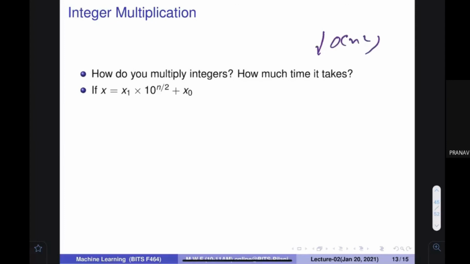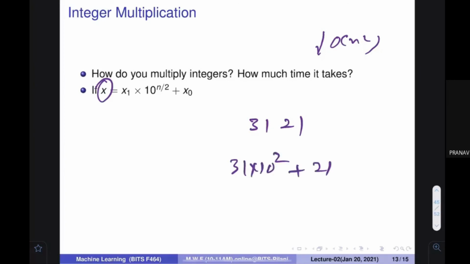One method is this: you can write a number in this form, any number, for example 3121. You can say that it is 31 into 10 to the power 2 plus 21. You can say it like this.